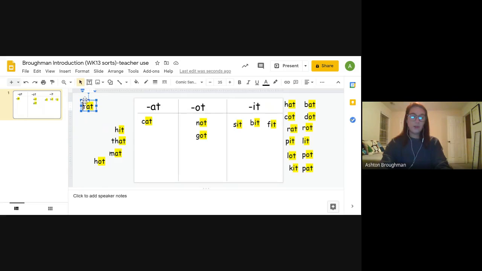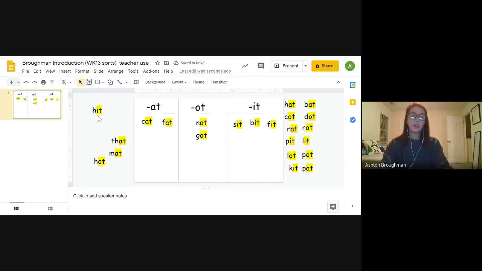So what word family does fat belong to? The at word family because it ends with at. Good job. Do some more. I'm having fun with this.